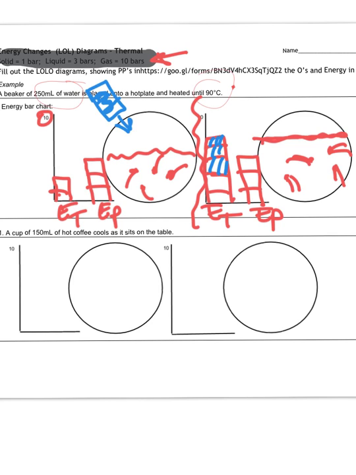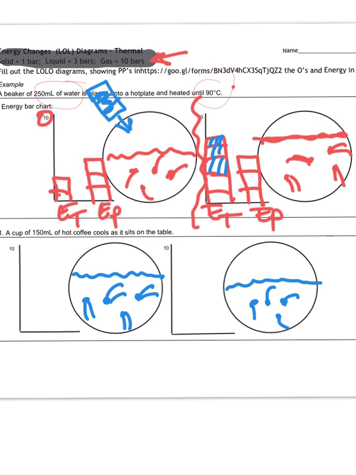Okay, so for this next one, I have a cup of 150 mils of hot coffee that cools as it sits on the table. So I'm going to start with my cup of hot coffee, and so it's hot, and it's going to cool. So I'm going to start with 2 whooshies, okay? And it's going to cool, and therefore, from that thermal expansion demo, remember, I like to show that it's going to contract just a little bit, and therefore I'm going to make it just a little lower. And of course, because it's cooled, I'm going to do one whooshy instead of two whooshies on each of my particles.